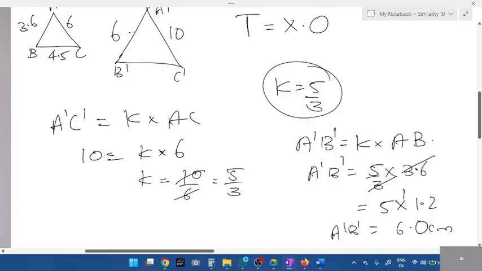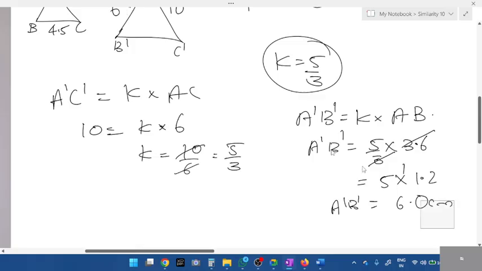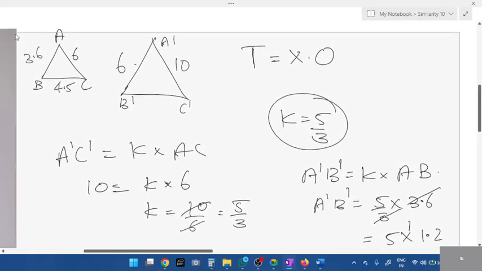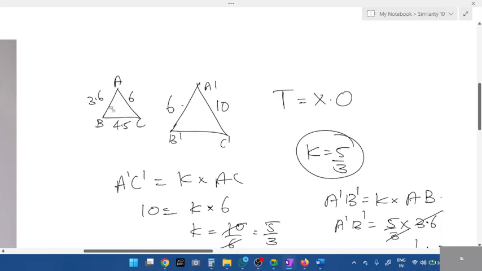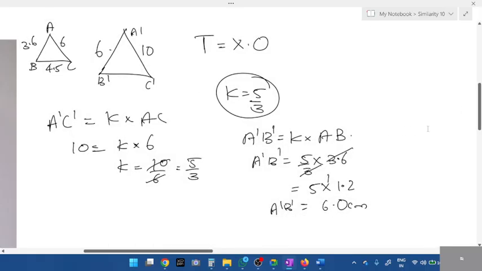Find B dash C dash. Check the answer in the textbook, students. See how easy it is, if you have understood the concept. It is very simple to solve the question. All of you will complete it and check the answer in the textbook. Be quick. I want you all to write in the same way, students. Draw two diagrams. Remember this: transformation is equal to K into original.